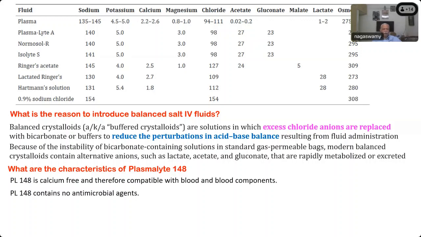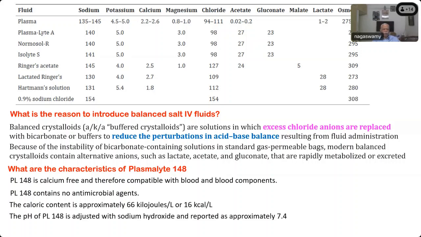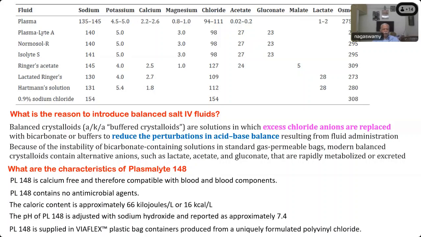Number one, it contains no antimicrobial agents. So if you use it, you must finish it up. You should not keep it and then use it after 6 hours, 8 hours after opening. And the caloric content is 66 kilojoules per liter or 16 kilocalories per liter. The pH of fluid is almost like normal blood, 7.4. And it is supplied in Viaflex plastic containers produced from a uniquely formulated polyvinyl chloride.